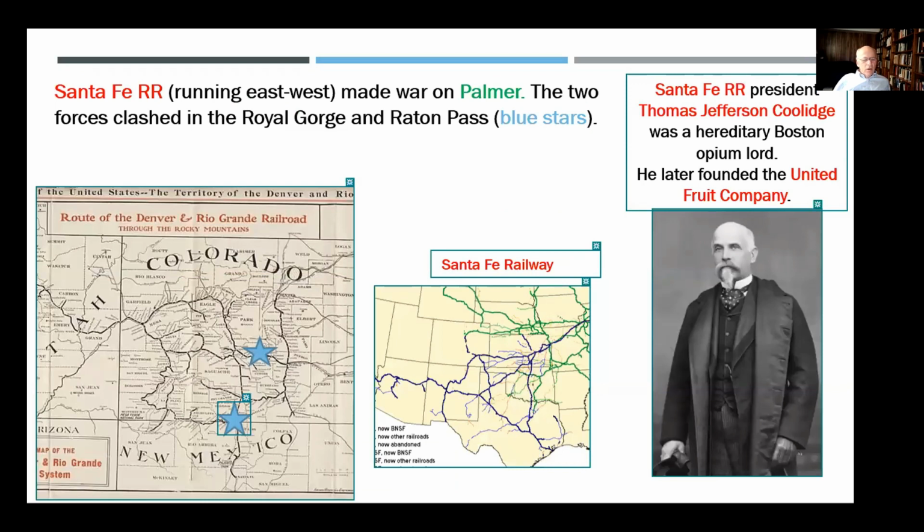Here you see the two places in Colorado where the East-West Railroad, Santa Fe, crossed and blocked the North-South Railway.